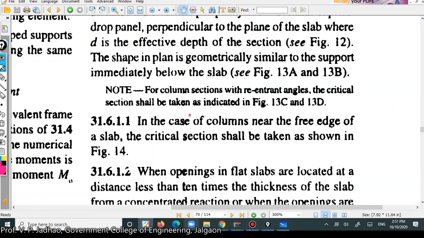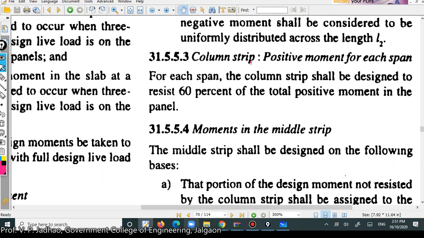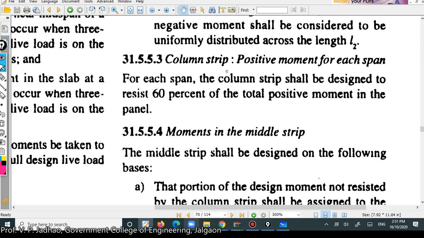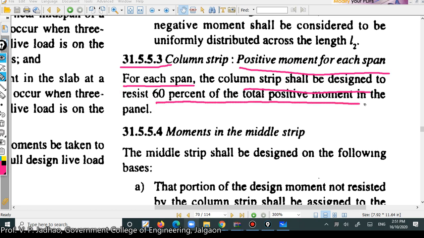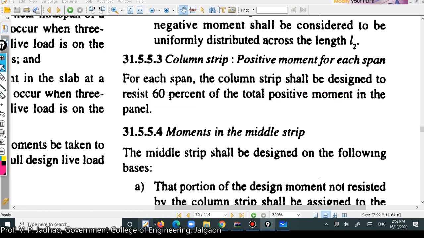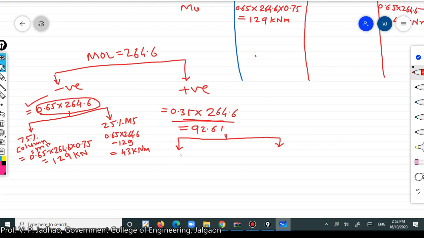I think the next clause is there. Yeah, it is here. As per clause number 31.5.5.3, for the column strip, the positive moment for each span, the column strip shall be designed to resist 60% of the total positive moment in the panel. 60%. So we have to design the column strip for 60% of the positive bending moment. So just distribute for column strip 60%.